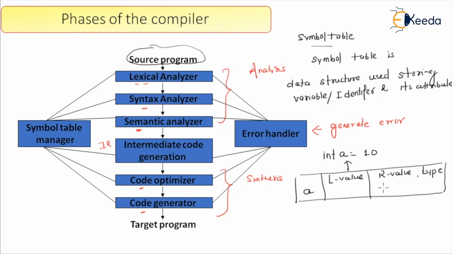And you also notice one more thing over here, that this symbol table is accessible by every other phase of this compiler. Okay, and finally your target program will be generated. Okay, so the strict order is here: lexical, syntax, semantic, intermediate generation, code optimizer, and finally code generator.